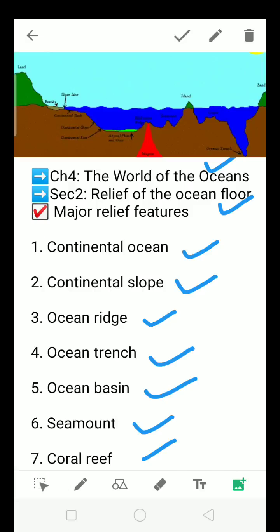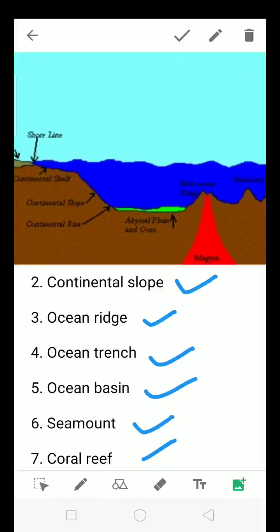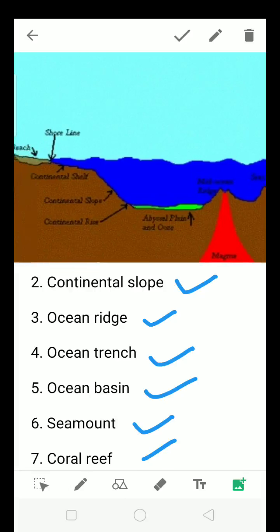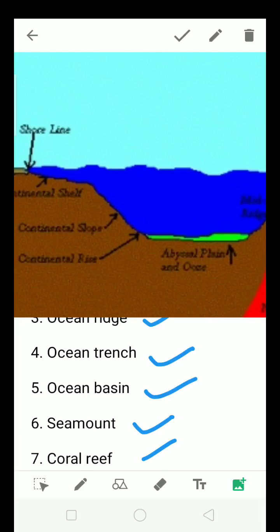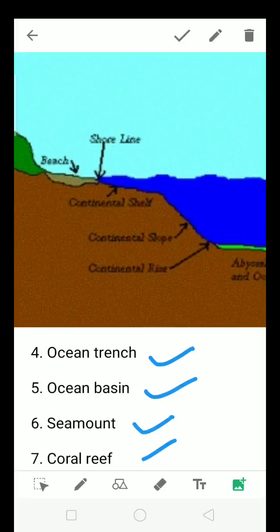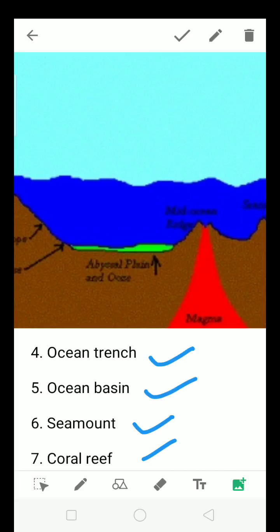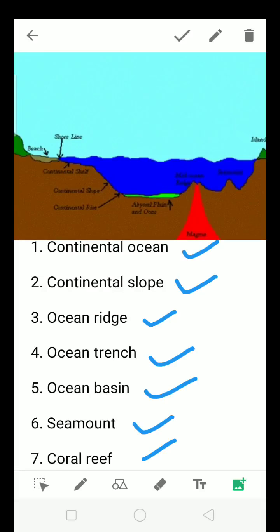So if you observe the picture that is in front of your screen, you can see these relief features that we can find on the ocean floor. These are continental shelf, continental slope, river, shoreline, beach, magma, and many other features.